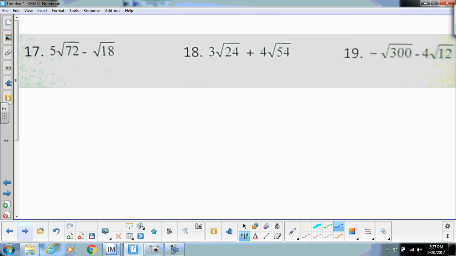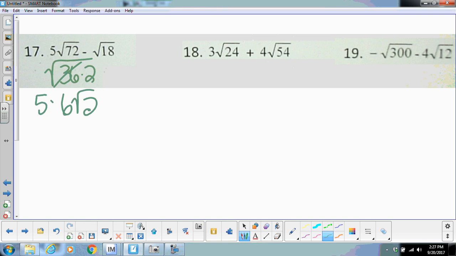All right, so then skipping down to 14, 15, 16, 17, 18, and 19 are all adding radicals. Okay, so I'm going to start with 17. Again, 72 is one of our tricky ones. I want to go 36 and 2 here. Square root of 36 is 6. Bring down your 5. That gives me 30 radical 2.